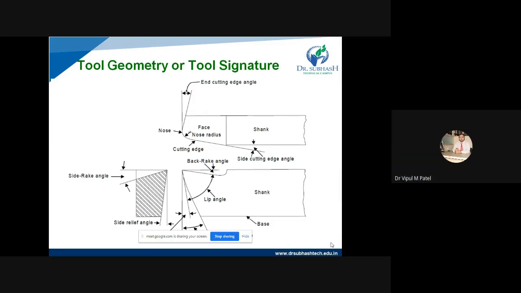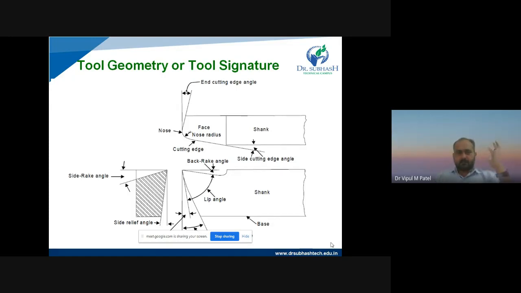First of all, you can see the geometry of a single point cutting tool in this figure. Another thing I want to share with you is that this is an important question for your examination. This question has already been asked many times in the GTU final examination also. So this question is most important, keep in mind and remember all these things that we will include in this topic.